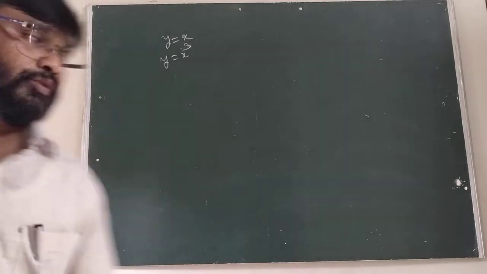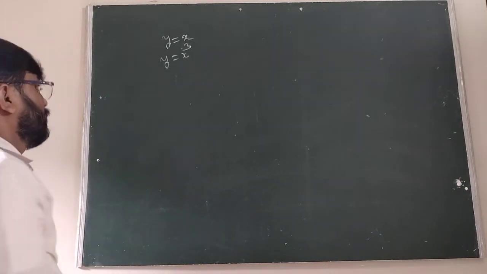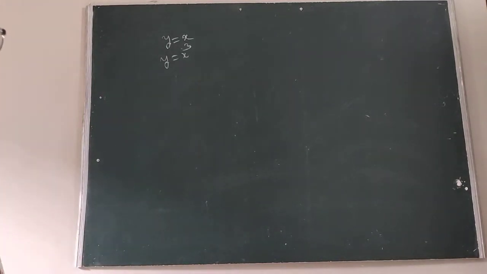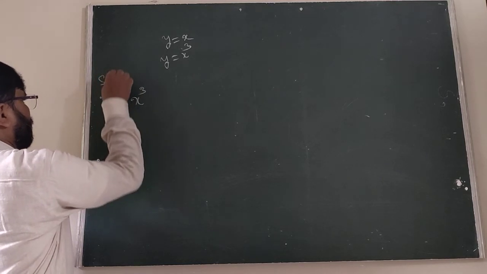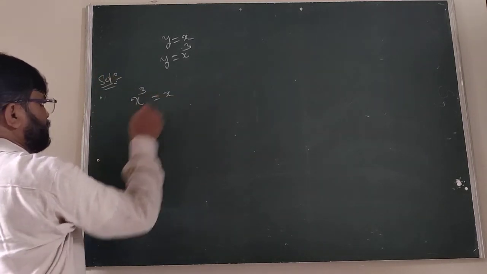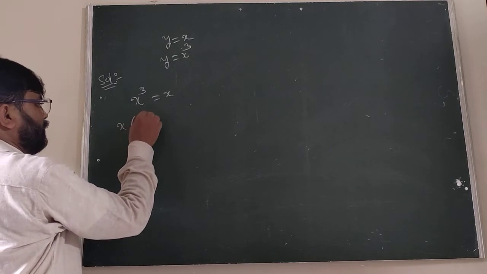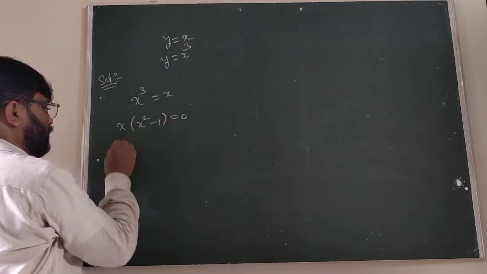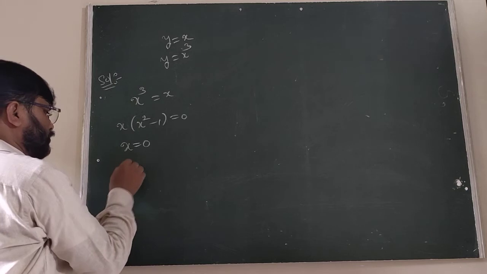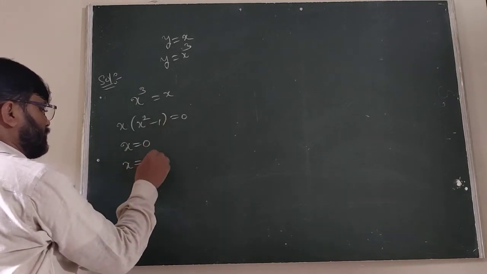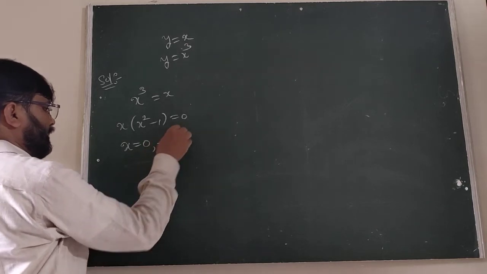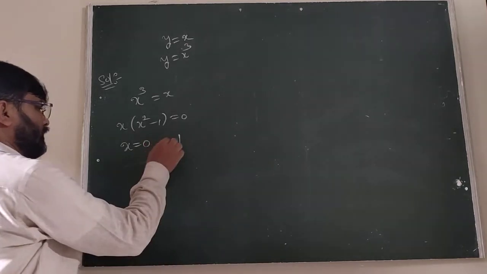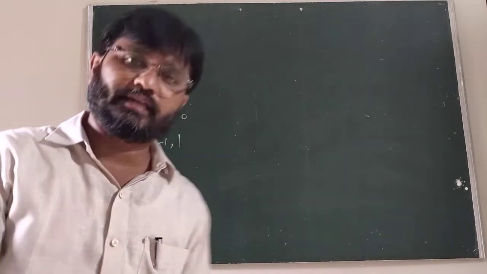Dear students, one of the very easiest ones: the area enclosed by y equal to x and y equal to x cube. Dear students, first we take x cube equal to x. x is common, so x into x square minus 1 equals 0. x equal to 0 and x equal to plus or minus 1. Okay students, x equal to 0, minus 1, 1. So these are the points of intersection.